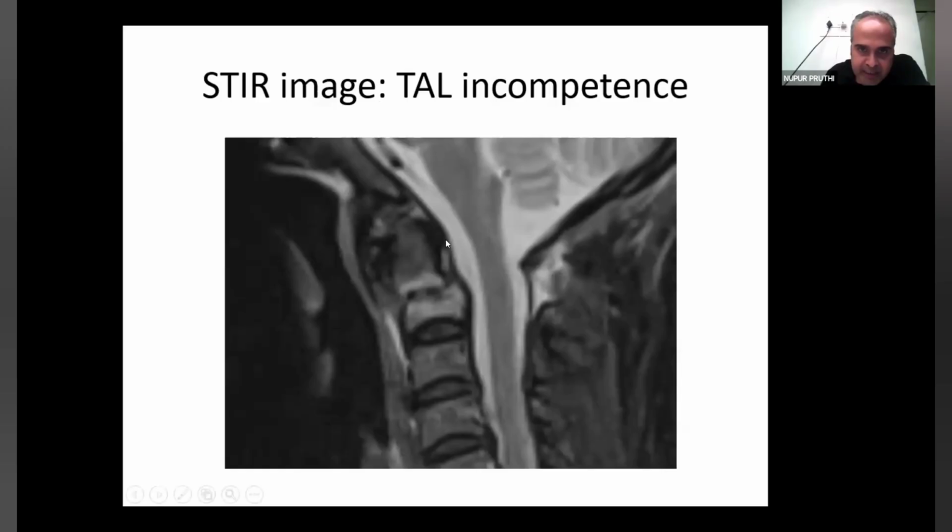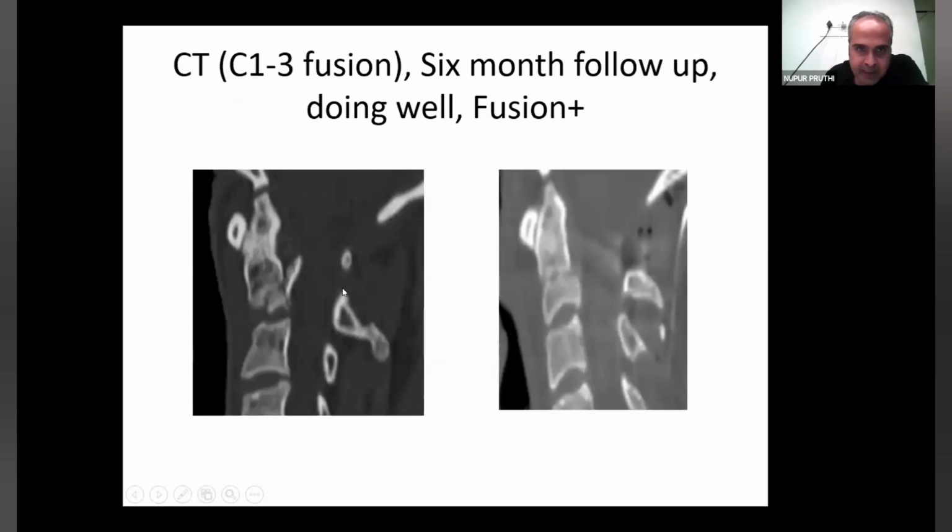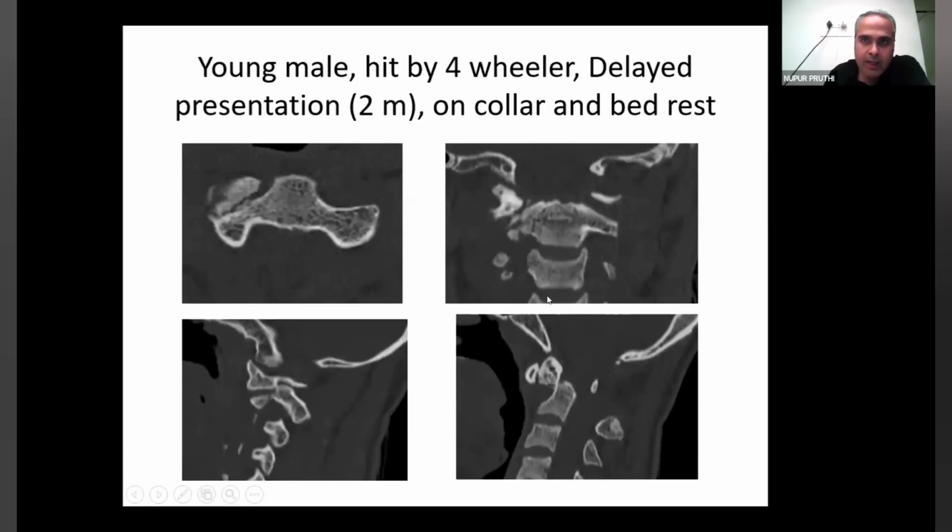You see this MRI, as Dr. Rashim showed us very nicely. This is the hyperintensity seen in the transverse ligament. So the transverse ligament is also not intact. So we did a C1-C2 fixation in this patient, and we had a good outcome. You can see the fusion at the end of 3 months.